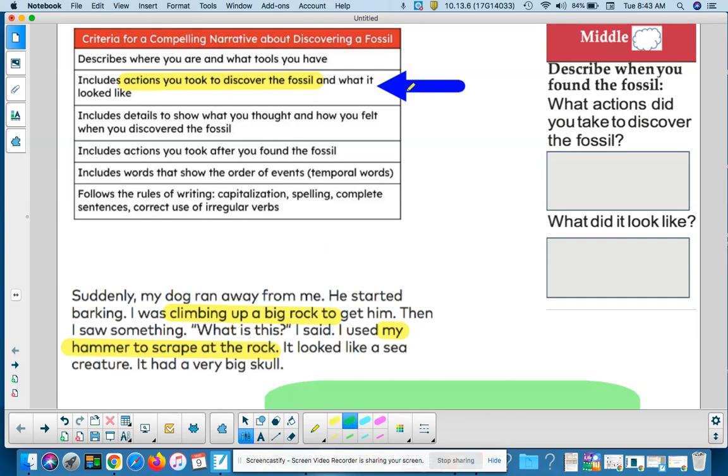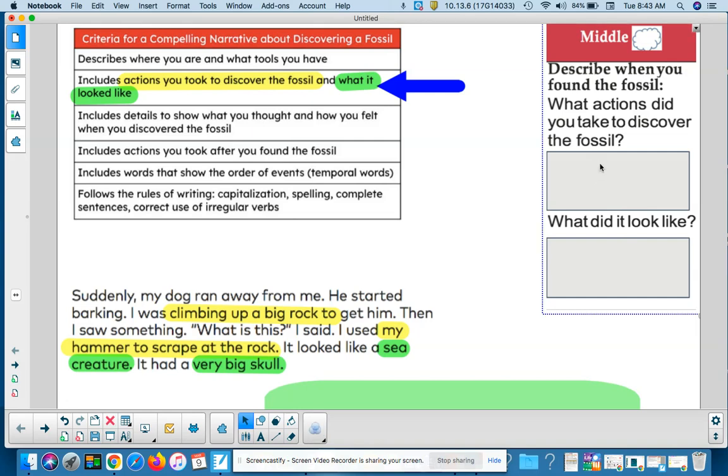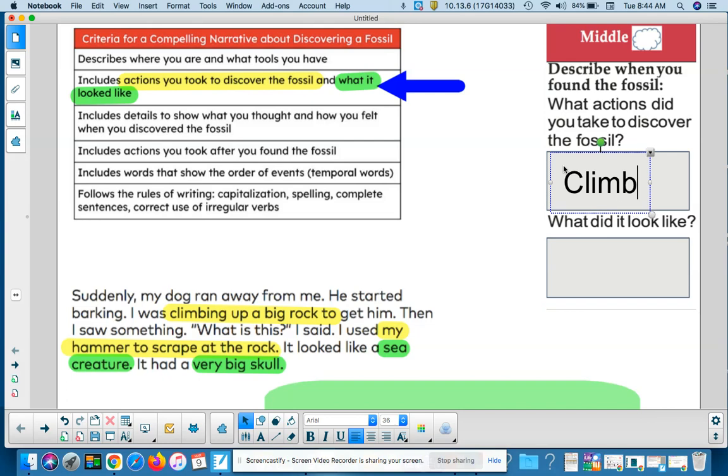And what did the fossil look like? It says in the reading that it looked like a sea creature and it had a very big skull. So I'm going to use this information and put it into my graphic organizer. So remember, when we're writing in our narrative planner graphic organizer, we do not have to write in full sentences. So I'm going to write climbed. Let's make this a little smaller.